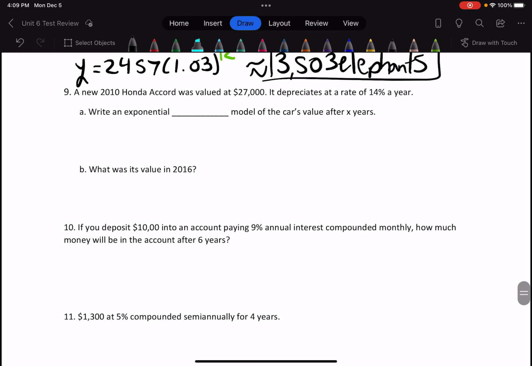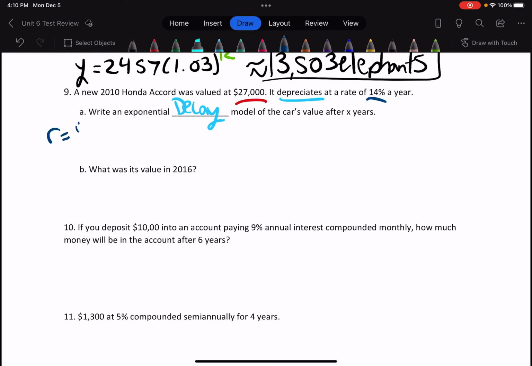It says a new 2010 Honda Accord was valued at $27,000. It depreciates at a rate of 14% each year. That depreciates is going to tell us that this is going to be a decay model. We're losing value here, which makes sense. You're buying a car, it's not going to gain value when you drive away. It's going to lose value. So I have an initial value of $27,000 and a change rate of 14%.